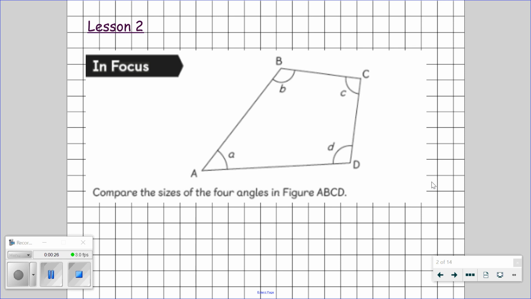The in focus asks us to compare the sizes of the four angles in figure ABCD. Which is the largest angle? Which is the smallest? How do you know? And how could we check? Can we put the angles in size order?